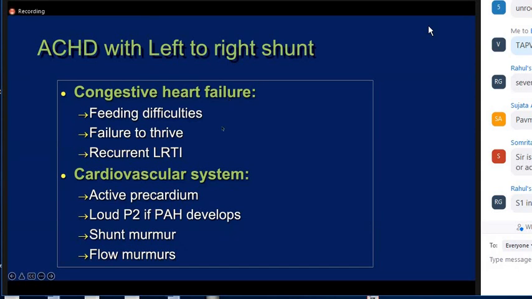Somebody wrote, sir, is common atrium left to right or admixture type? I am going to come to that. S1 in ASD, loud or soft? We are going to come to that.